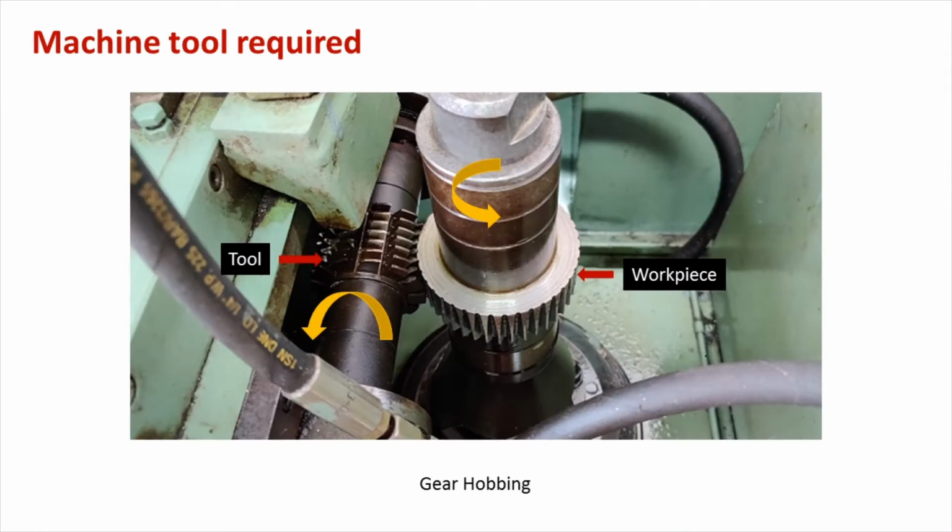This picture shows the tool work arrangement on a gear hobbing machine. In gear hobbing operation, both the tool and the workpiece rotate about their own axis, as seen in this figure. Now I'll play a video in which both these processes are explained in detail.